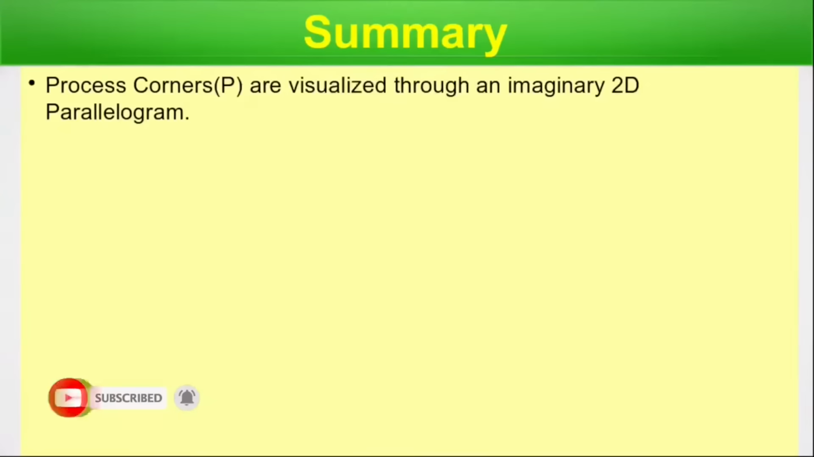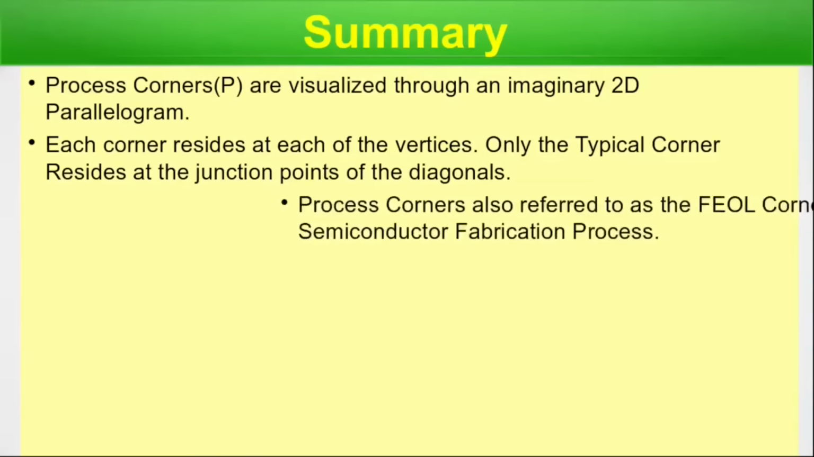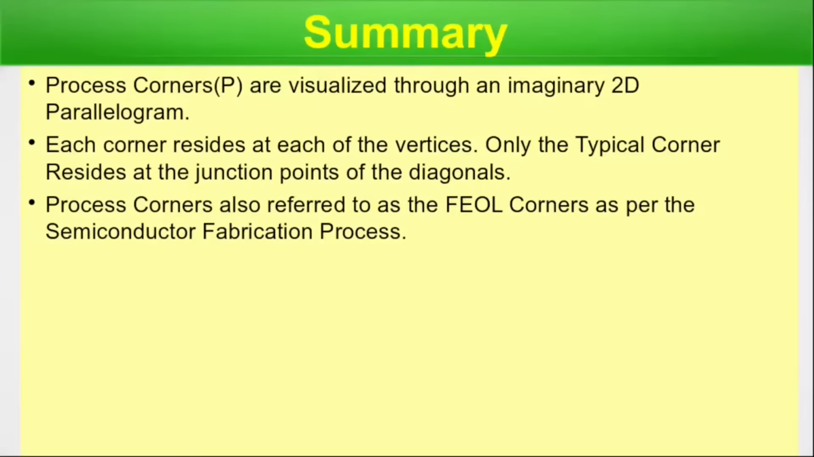Summary. Process corners are visualized through imaginary 2D parallelogram. I have shown in the graphics slide. Each corner resides at each of the vertices. Only the typical corner resides at the junction point of the diagonals. Process corners are also referred to as the FEOL corners as per the semiconductor fabrication process. And this was the reason why I have shown you the CMOS layout, because the process corner will impact the FEOL, which is creating the layout of the basic semiconductor structures.